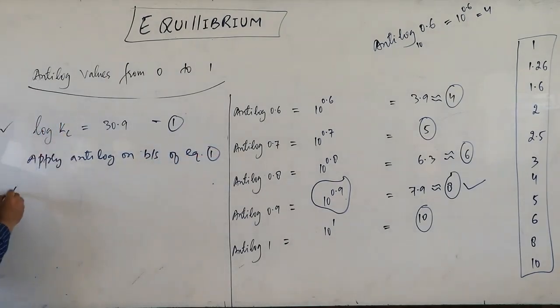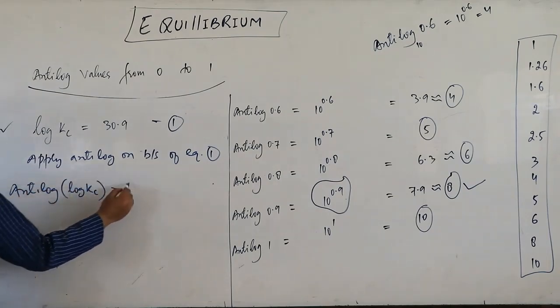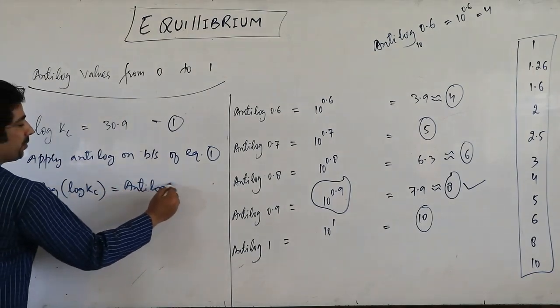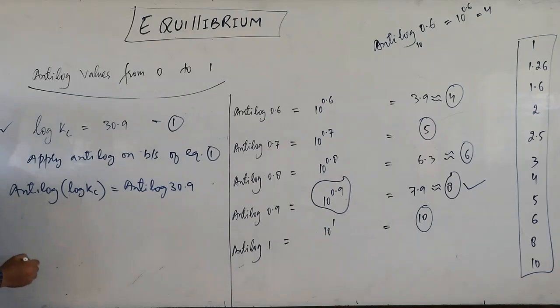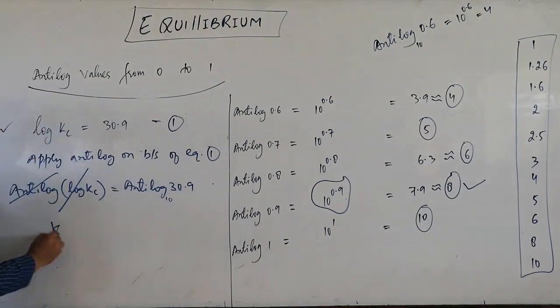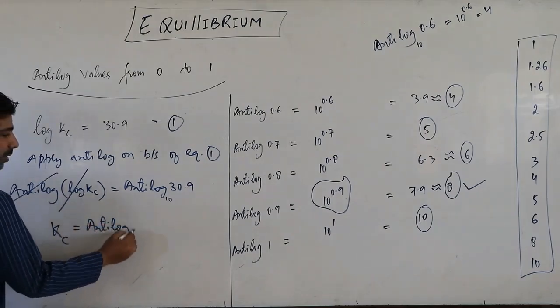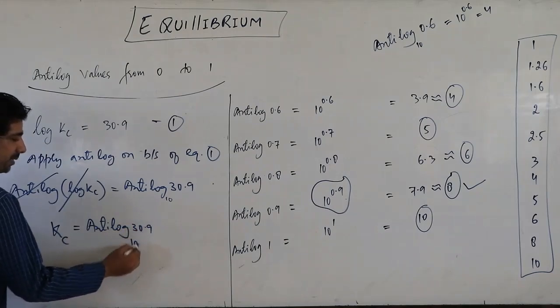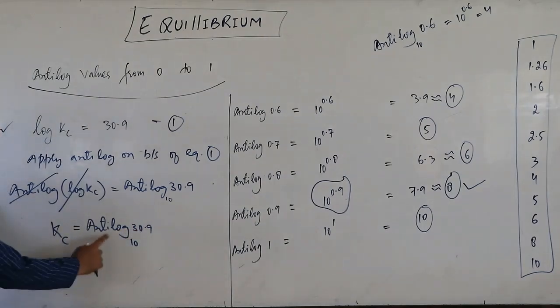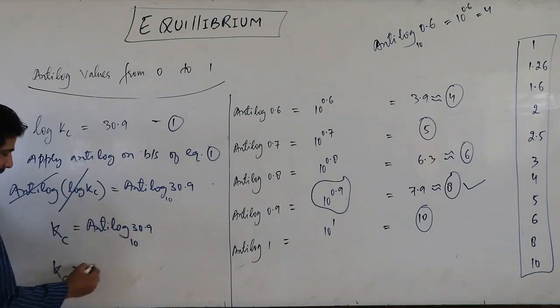So let us apply antilog here. Antilog of log Kc is equal to antilog of 30.9, my dear friends. Antilog and log will cancel, and remember always this antilog has base 10. So what is remaining here? Kc is remaining. Kc is equal to antilog of 30.9. What is the base? 10. Everybody knows in case of antilogs, you have to take this base. So Kc is equal to 10 raised power 30.9.